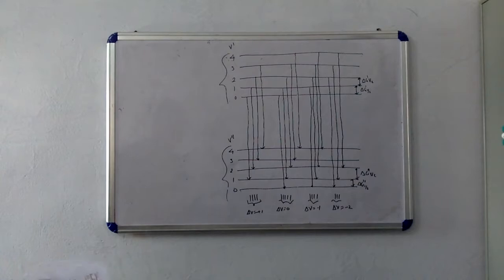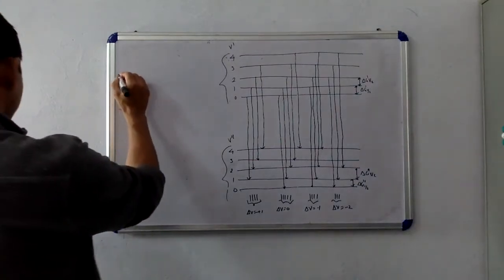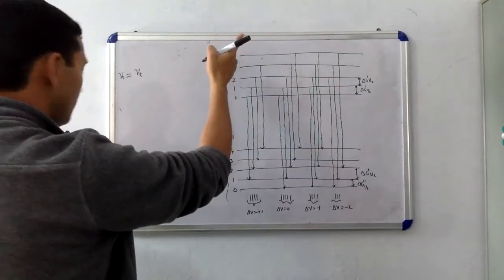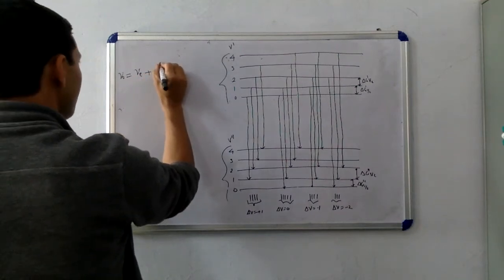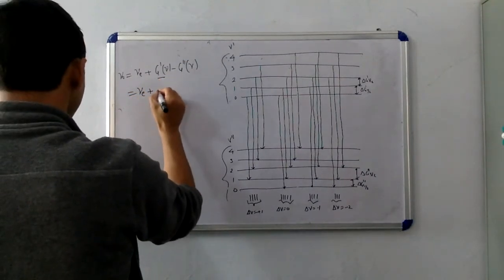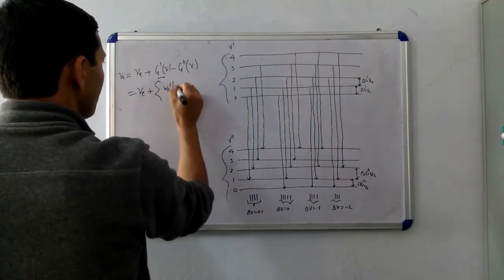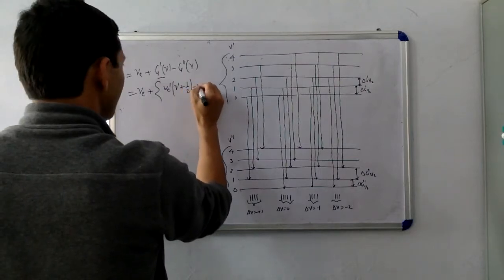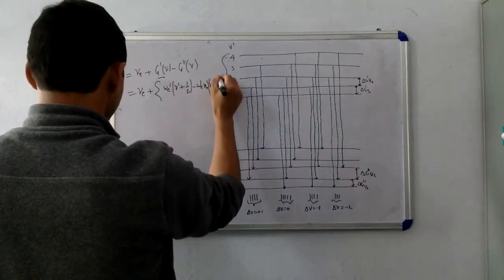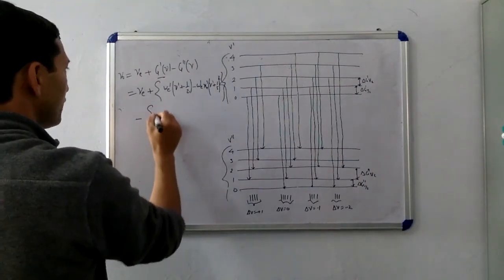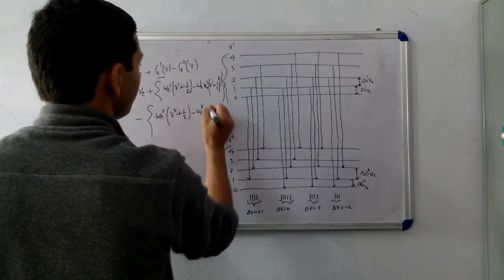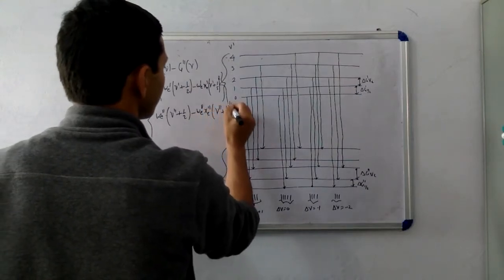So the wave number corresponding to the band origins of a system is given by ν_0 equal to ν_e, that is T_e' minus T_e'', plus G'(ν) minus G''(ν). We know that G(ν) is simply ω_e'(ν' + 1/2) − ω_e'x_e'(ν' + 1/2)² − ω_e''(ν'' + 1/2) + ω_e''x_e''(ν'' + 1/2)².